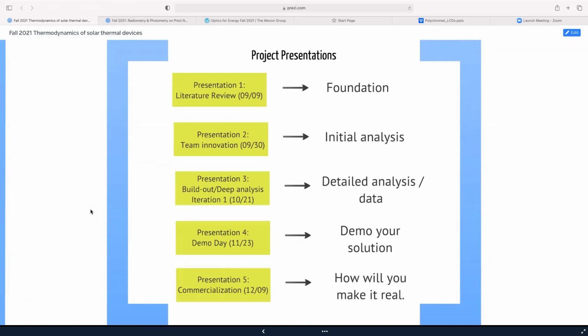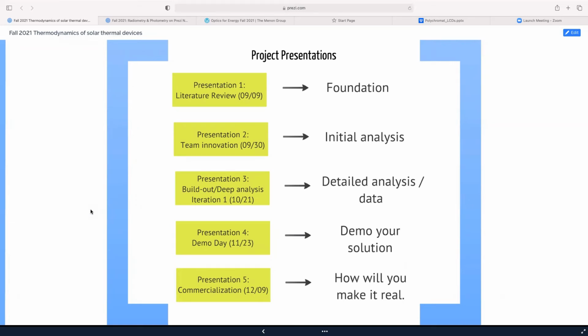I was going to talk about the presentations and why I ordered it this way. So maybe I will mention briefly. The idea was, just so you see the full picture, you did the literature review to build foundation. Then you're going to do the innovation, which is the initial analysis. You have the problem statement, you have the solution statement. That's kind of like your initial foray with the brainstorming.